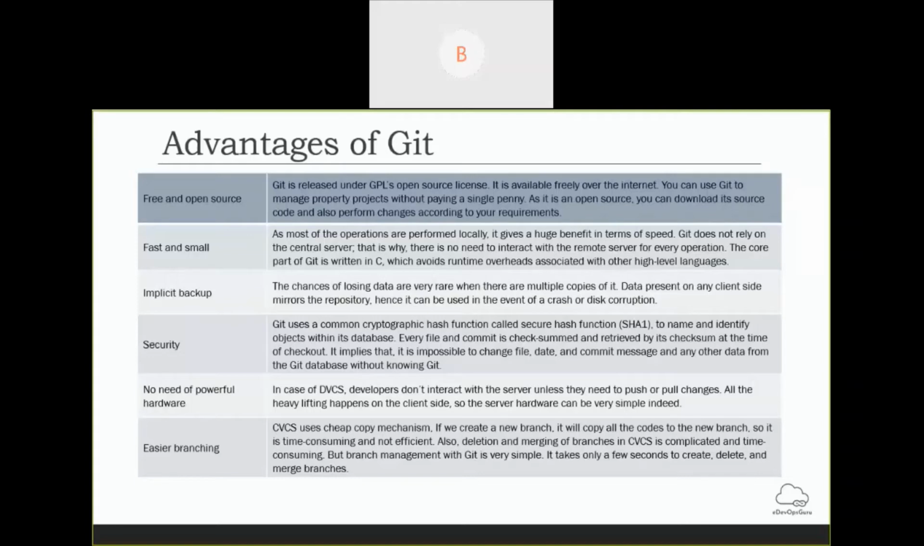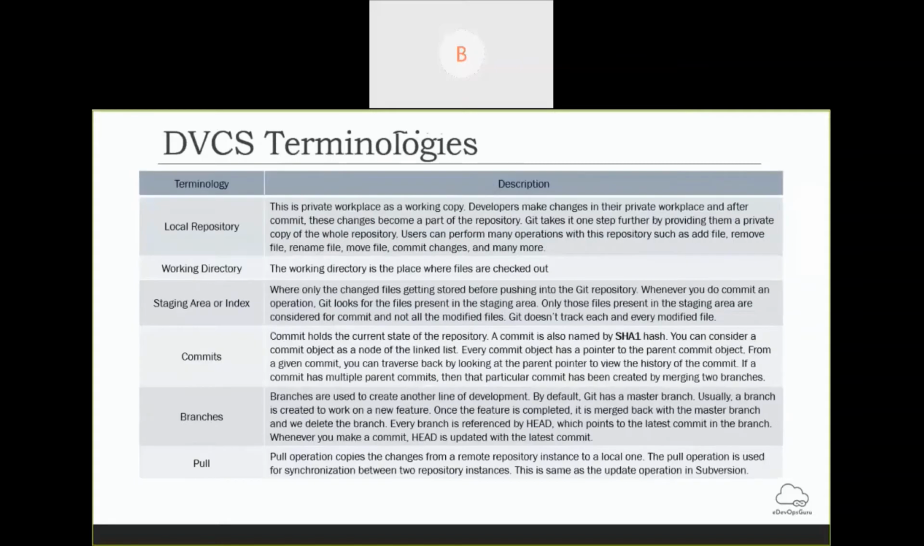Easier branching. If you want to develop any feature, you can easily create a branch. This is just a pointer to your last snapshot in case of Git. But in case of a centralized version control system, you have to copy the whole project. When you create a branch, it is copying the whole project to the newer branch. So this is a bit tedious and inefficient. As we move ahead, we'll see how the different commands work and how you can achieve all these goals.